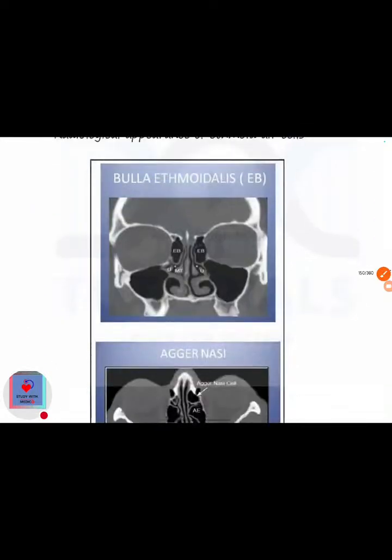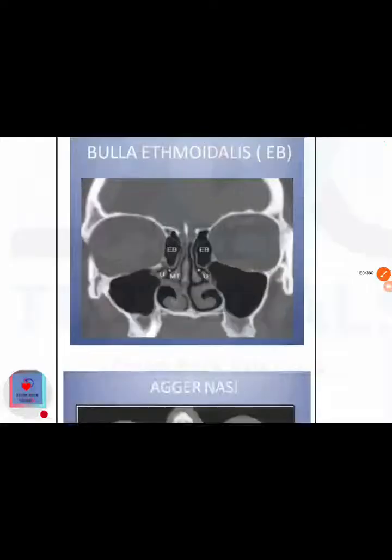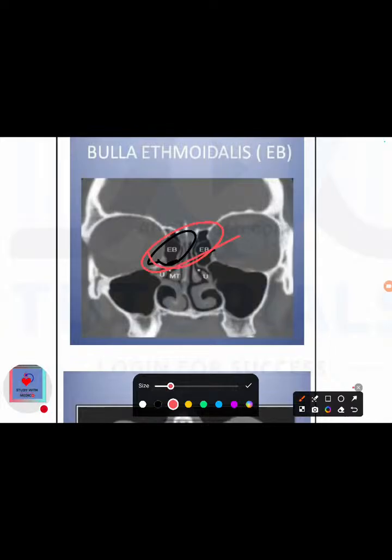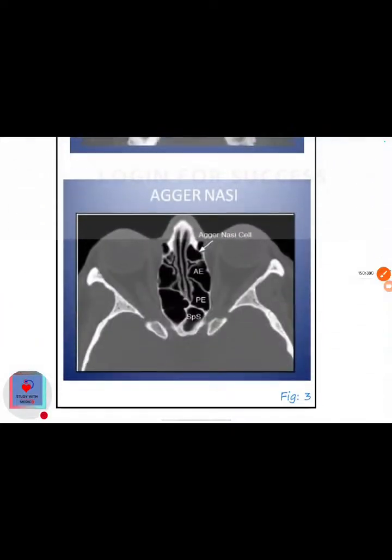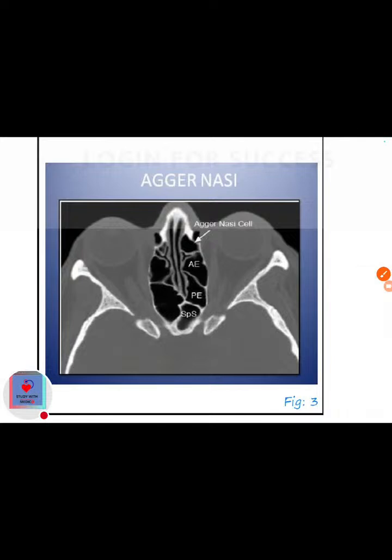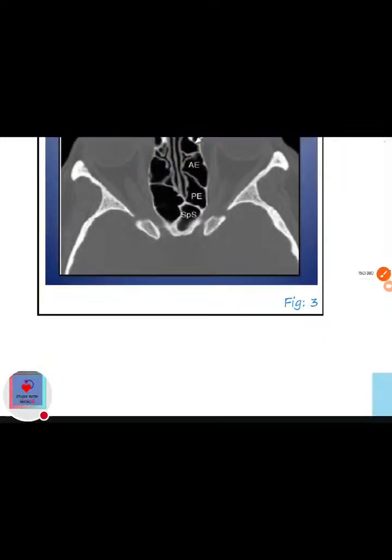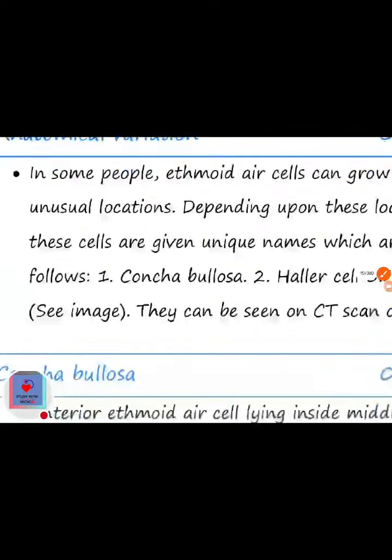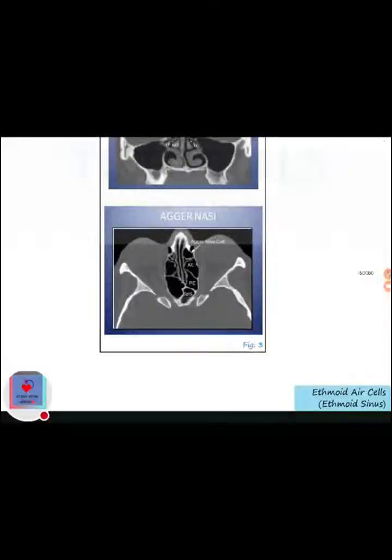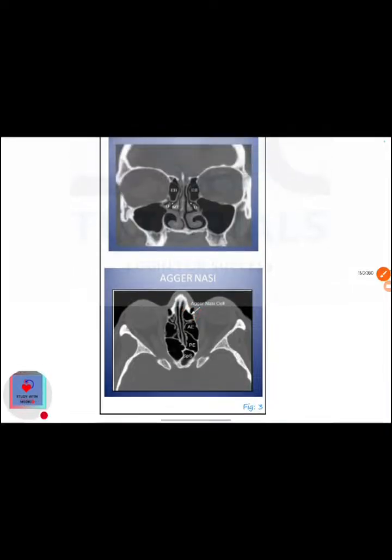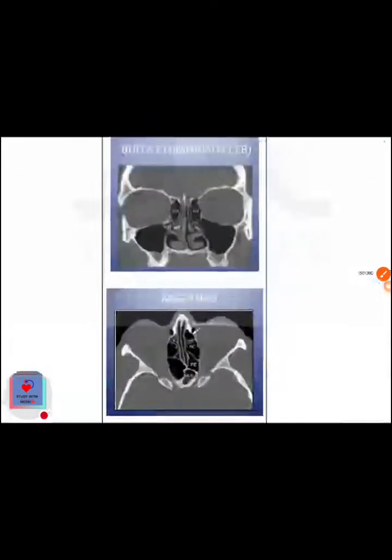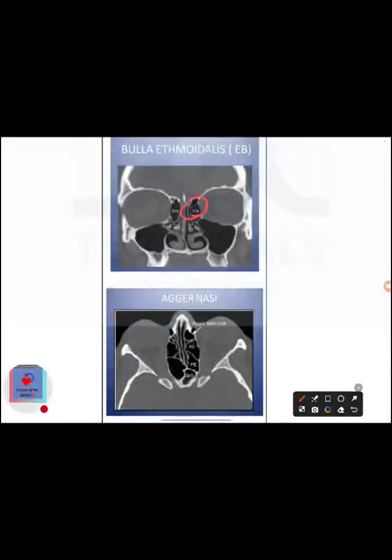Radiological appearance of ethmoidal. Agger nasi is the anterior-most. Agger nasi is very constant in the anterior part. Anatomical variation: this one is the agger nasi. Ethmoidal bulla is the largest one.